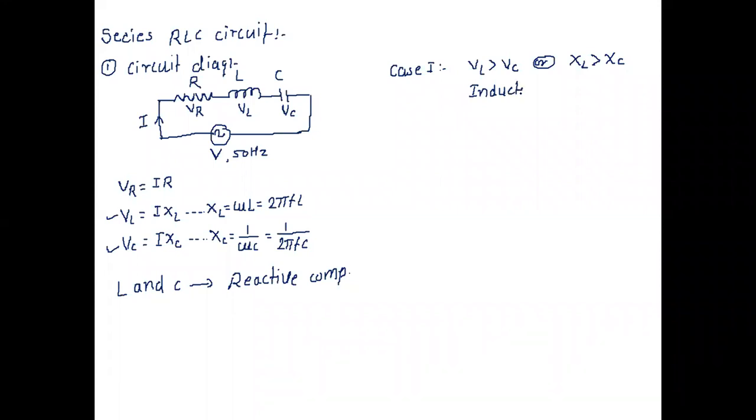Why do we say that it's an inductive circuit? Because VL is greater than VC, or XL is greater than XC.